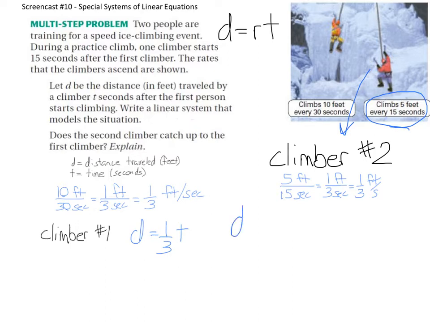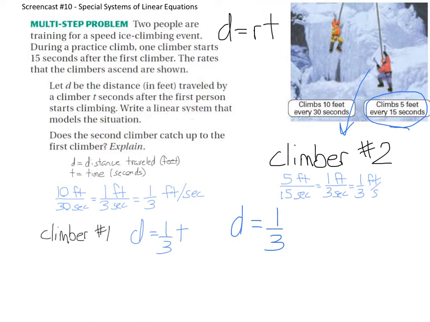His is going to be, of course, a d is equal to rt equation for climber number 2 now. And in order to do that, distance is equal to his rate, which is once again 1/3, multiplied by t. However, his time is quite different than climber number 1's because we go back to the instructions and we notice that during a practice climb, one climber starts 15 seconds after the first climber. So the second climber is starting 15 seconds after the first climber. We, of course, still need to multiply by whatever his time is.